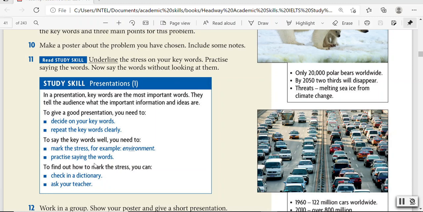Practice saying the words. You must practice on your reading. You must practice on how can you pronounce the words.